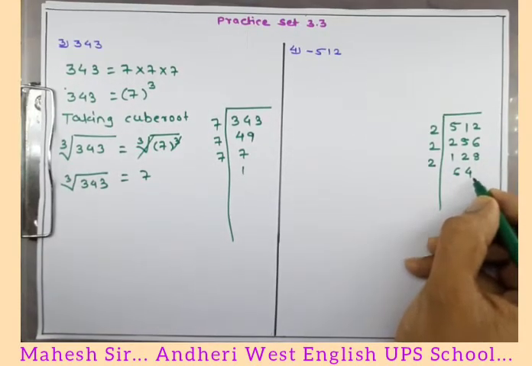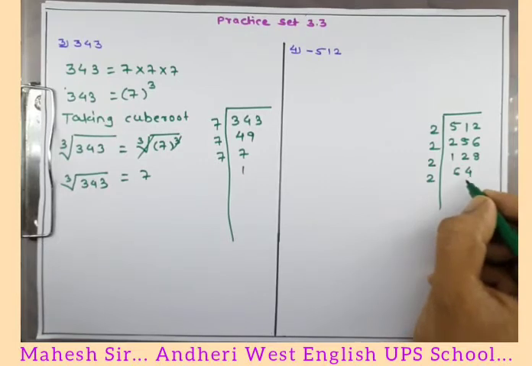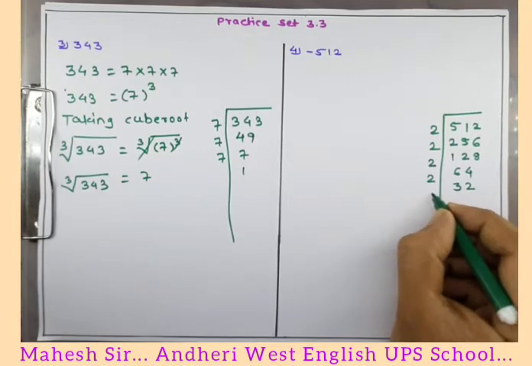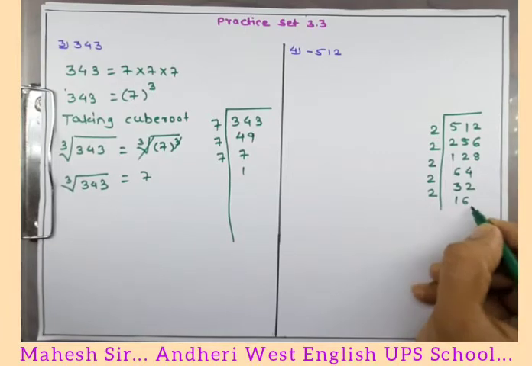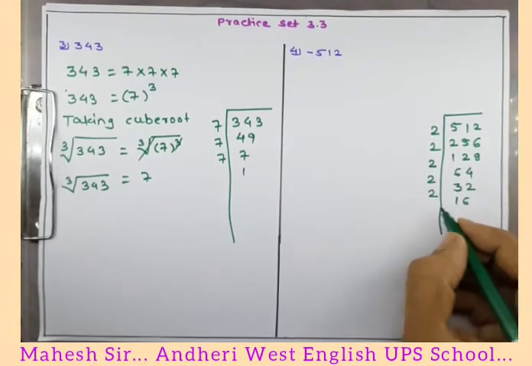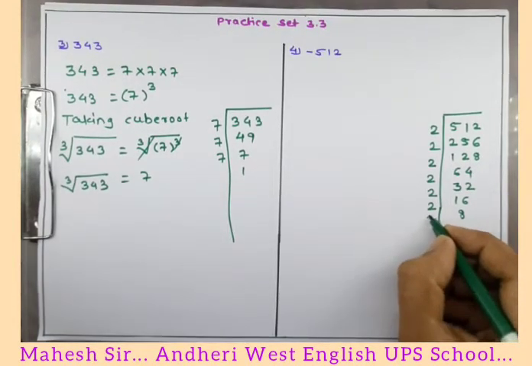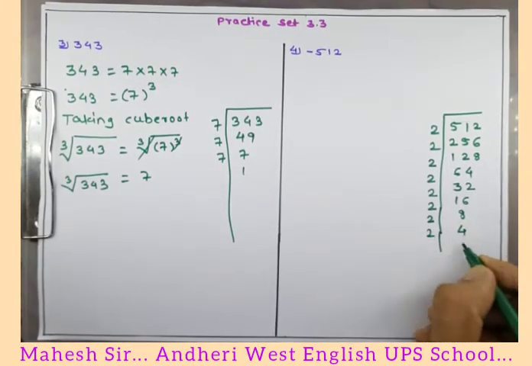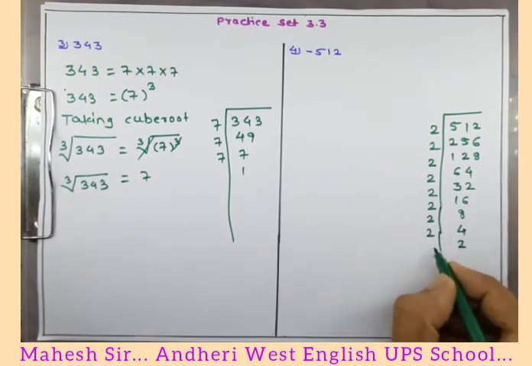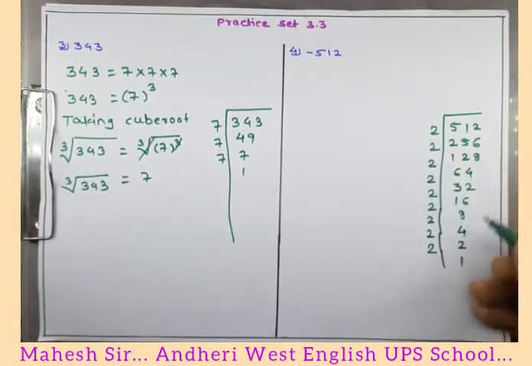Again 4 is at the unit place, so we divide by 2. 2 1s are 2, 2 3s are 6, 2 2s are 4. Again we divide by 2, so 2 1s are 2, 2 6s are 12. Again 6 is there, so we divide by 2. 2 1s are 2, 2 8s are 16. Again 8, 2 1s are 2, 2 4s are 8. Again 4, then 2 1s are 2, 2 2s are 4, and at the end 2 is there, so 2 1s are 2. So these are the factors of the number 512.